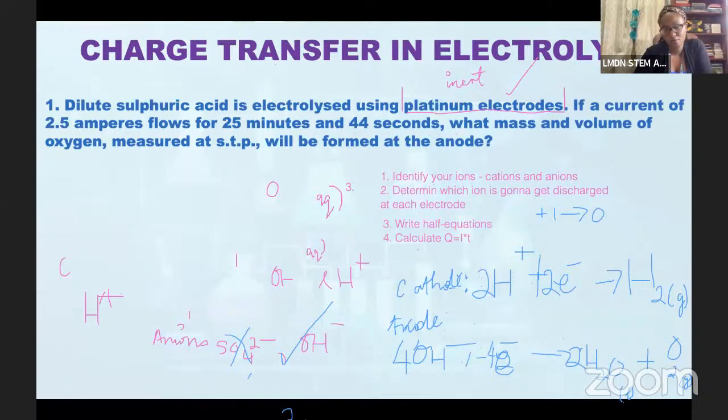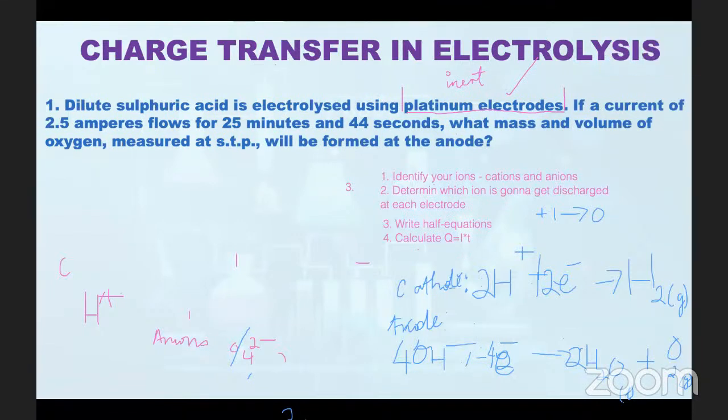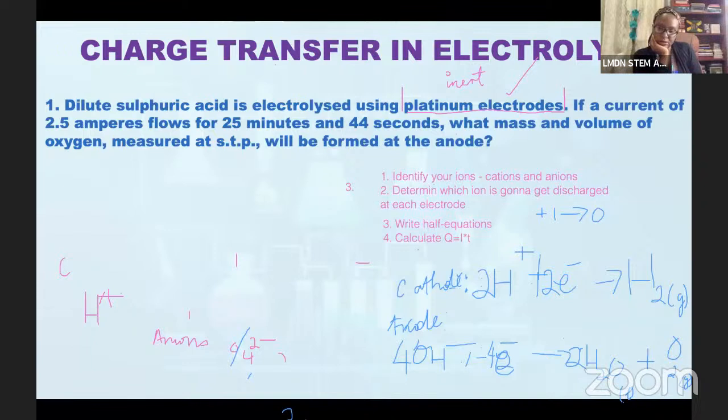So then now they're asking us to find what mass and volume of oxygen measured at STP will be formed at the anode. So right away, we don't really care what's happening at the cathode anymore. So let's look at the bottom equation then. That's 4 OH minus, plus 4 electrons goes to 2 H2O liquid and the oxygen gas. So we want to know what mass of oxygen we're going to get from that. And how much charge do we have? Yes, 3,860 coulombs. Yes, miss, that's right.